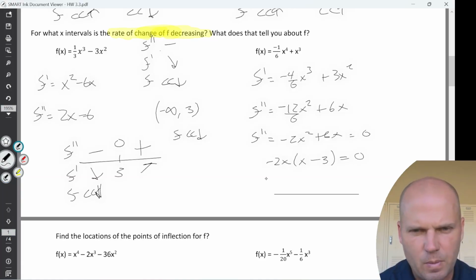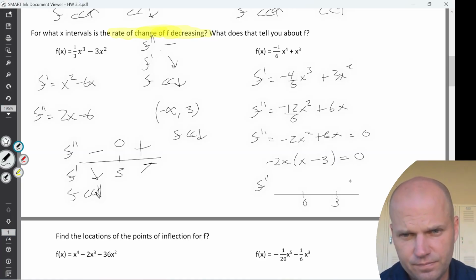All right, cool. So f double prime, again, I'm like tired. It's late, 3:30 on a Friday. Crazy. I've been sick all week. I have a wedding this weekend.